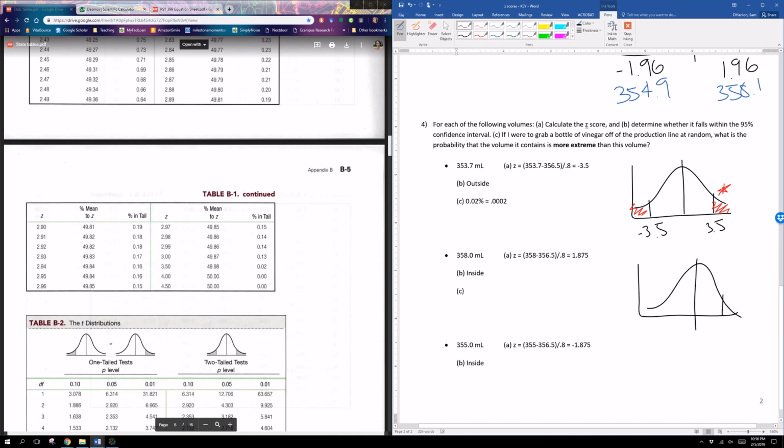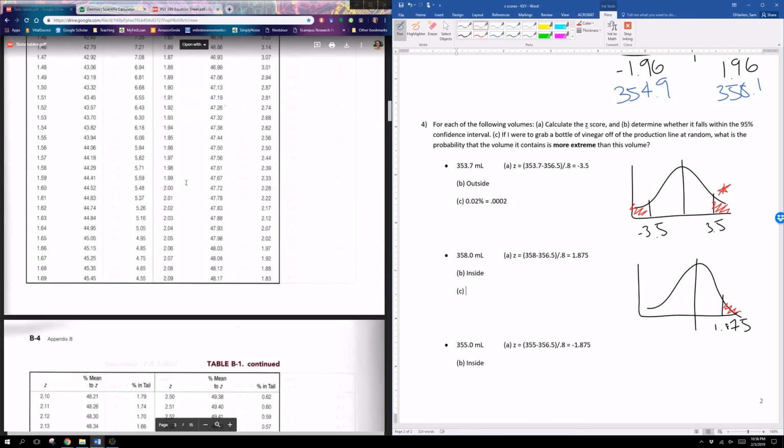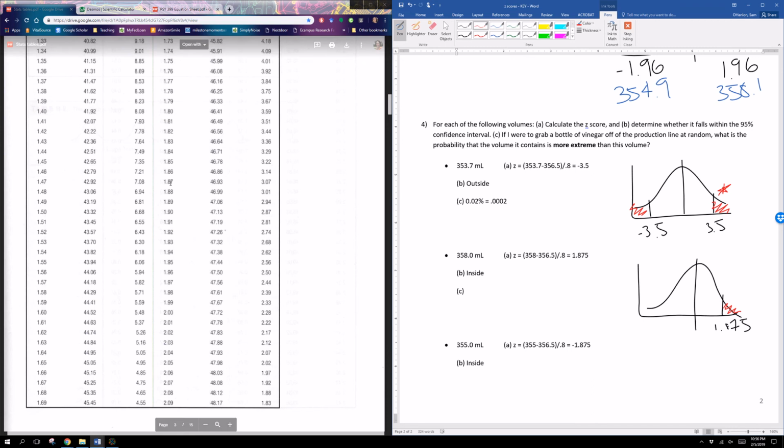So here we have a z-score of 1.875. We want to know the probability of getting a score more extreme. So we look for 1.875. So we'd have to round that to 1.88, and that gives us 3.01%. Which is the same as 0.0301.